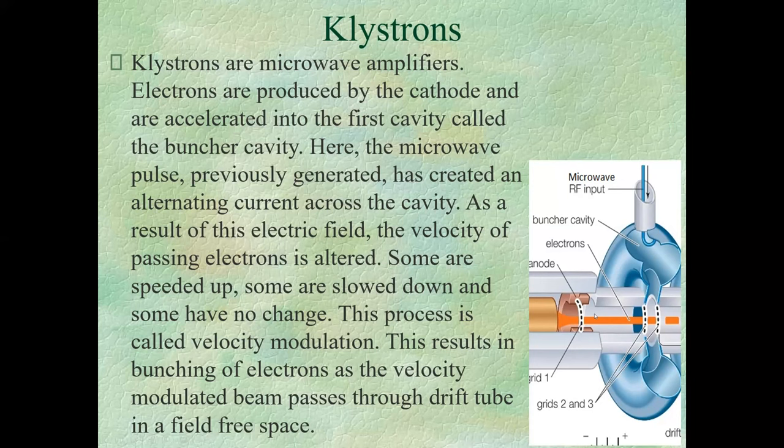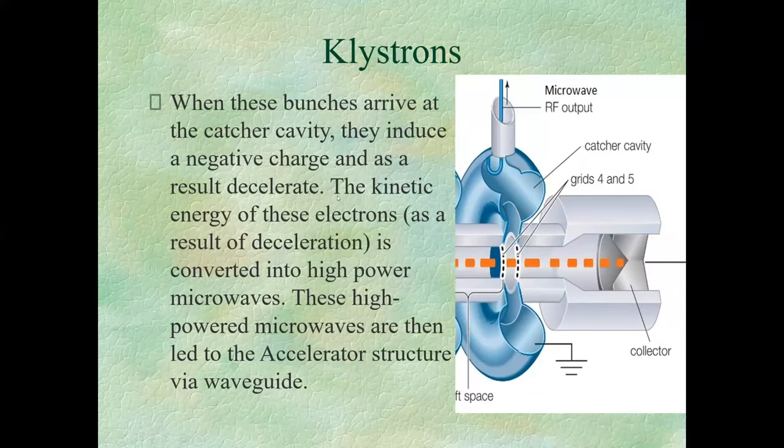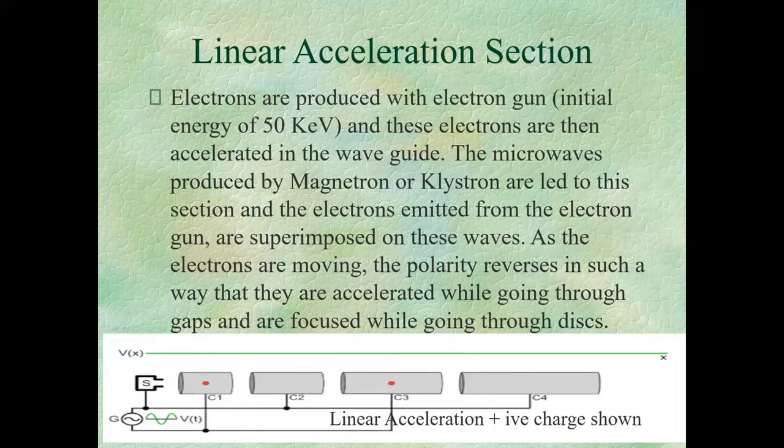The electron is passing through this tube, which is called a drift tube. Then once the electrons are bunched in the sections of different velocities, these bunches arrive at the catcher cavity. And they induce a negative charge, and as a result, they decelerate. The kinetic energy of these electrons is then converted into high power microwaves, and these microwaves are fed into the waveguide. And the waveguide is kept charge-free with SF6 gas. So there are no free electrons in the waveguide, and a pure microwave pulse can pass through it.